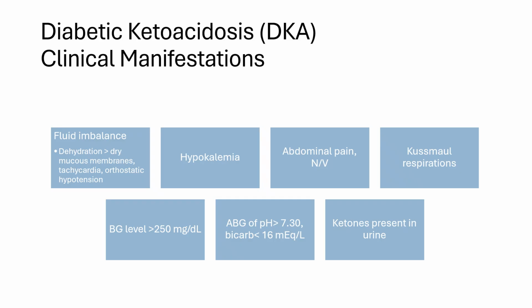So, some of the clinical manifestations: dehydration, so we're looking at dry mucous membranes, tachycardia, orthostatic hypotension, hypokalemia, so we can look at their potassium levels. Do they have abdominal pain? Are they having nausea and vomiting? Kussmaul's respirations. They can have a blood glucose level greater than 250. With ABGs, you can look at the pH, 7.30, and the bicarb is less than 16. And then, of course, we'll look at their urine and the ketones will be present in the urine. They also have a fruity breath.